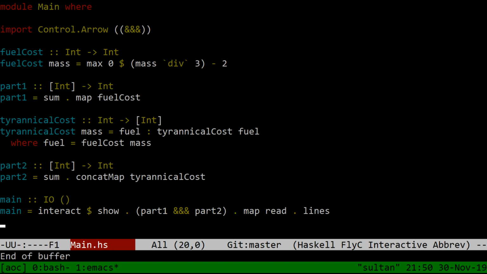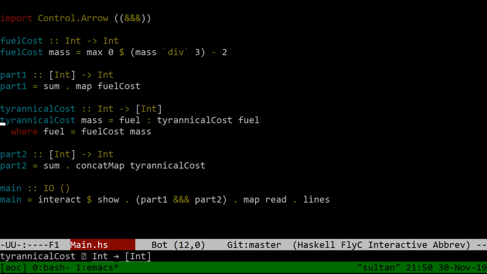In fact, I could have used it for tyrannical cost, probably, but I didn't. And we'll talk about what tyrannical cost is when we get to part 2. But anyway, part 1 is just take the input, parse it into lines, read each one from a string to an int, and then call part 1 and part 2 on it. And part 1 is very, very simple. You just map fuel cost over the list of ints, and you sum it, right?